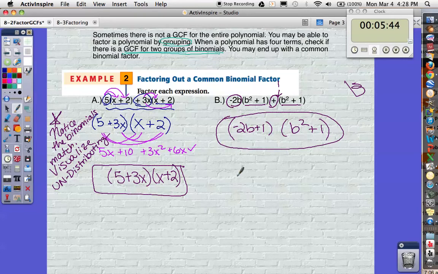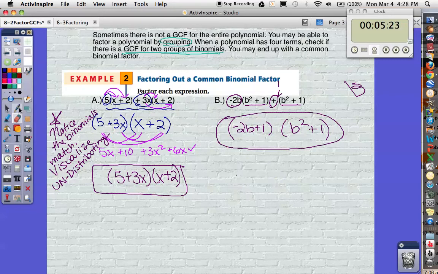And let's try it without. If you just tried to give the negative 2b to the b squared plus 1, would that be the same thing as your starting problem? That would only be the first product. How do you get the second product? We need to have something there. You have a plus 1 so that you will keep that product in your answer.